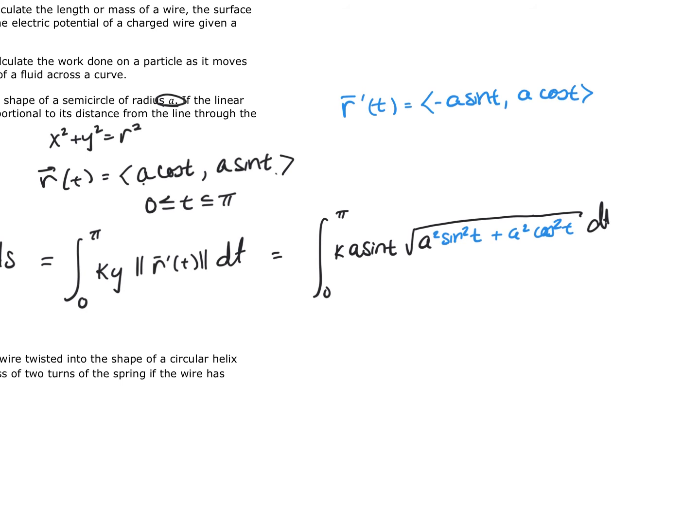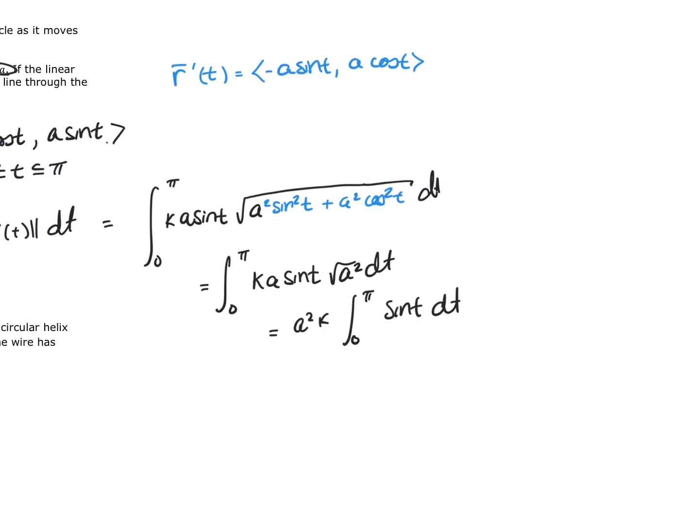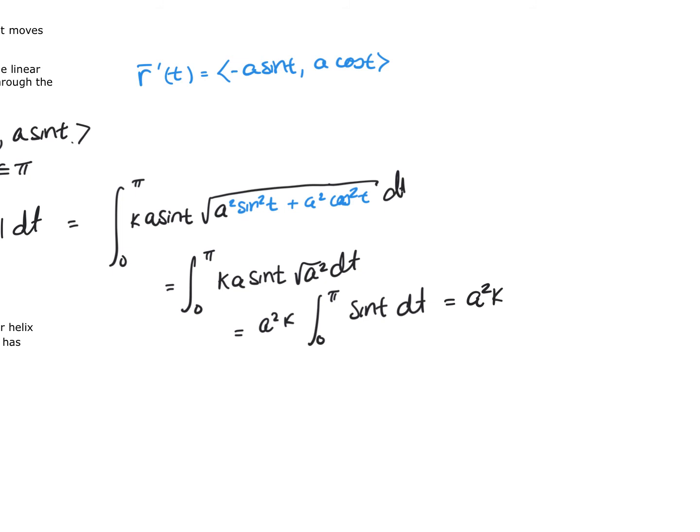And so I'm going to have this integration from 0 to pi of k a sine of t times the square root of a squared dt. But a is not dependent on t, so the square root of a squared is just a. k is not dependent on t. So I can factor out an a squared times k from 0 to pi of the sine of t dt, which, when I integrate this, is a squared k. Integrating the sine, I know I'm going to have the negative cosine of t, evaluated from 0 to pi.